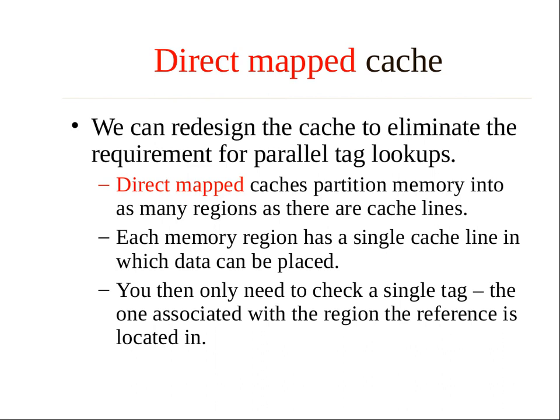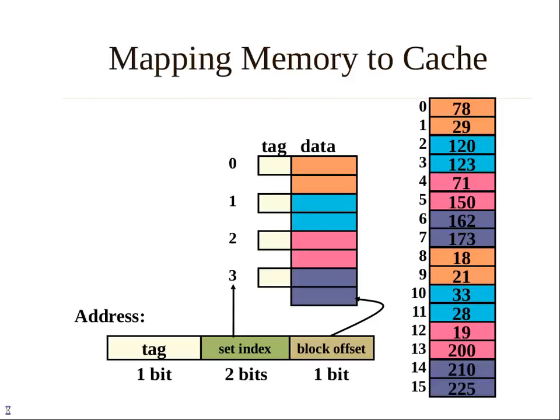But before we go into that, let's go with the exact opposite of fully associative, so you can get an idea of what's happening. It's called direct map. If we redesign the cache to eliminate the requirement for parallel lookups, namely, every piece of memory can only go into one certain cache line, we partition memory into many regions. Each memory region has a single cache line in which data can be placed. You then only need to check a single tag, the one associated with it, which is a lot faster than a ton of parallel tags.